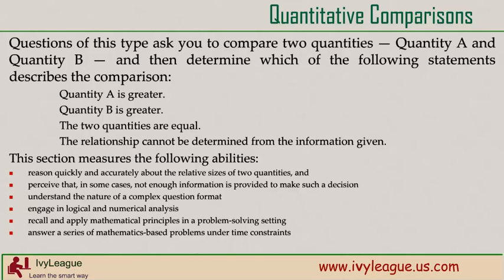This section measures the following abilities: ability to reason quickly and accurately about the relative sizes of two quantities, ability to perceive that, in some cases, not enough information is provided to make such a decision, ability to understand the nature of a complex question format, ability to engage in logical and numerical analysis, ability to recall and apply mathematical principles in a problem-solving setting, ability to answer a series of mathematics-based problems under time constraints.